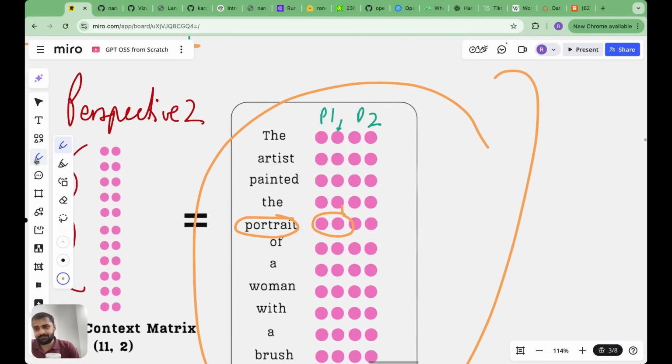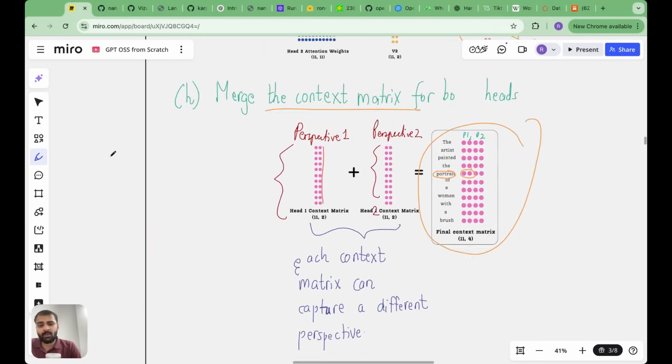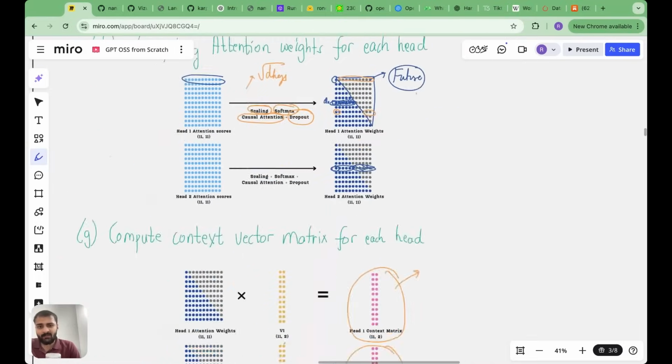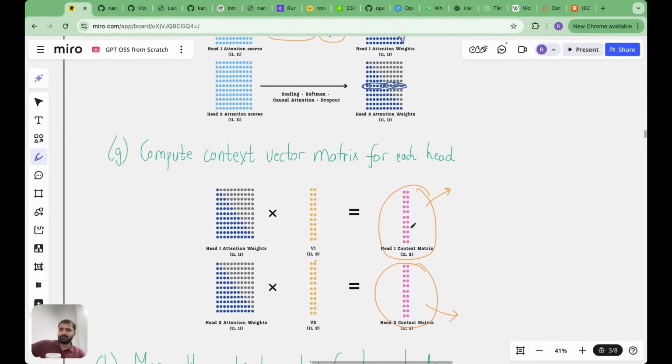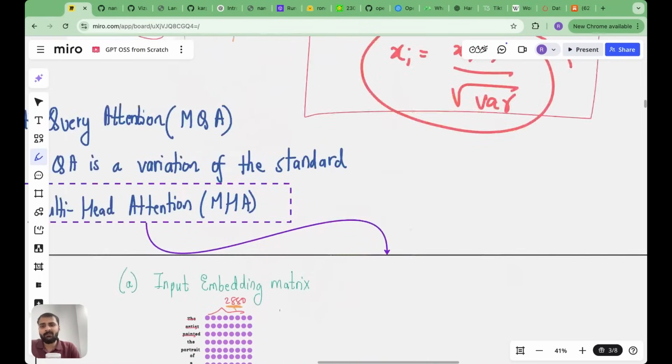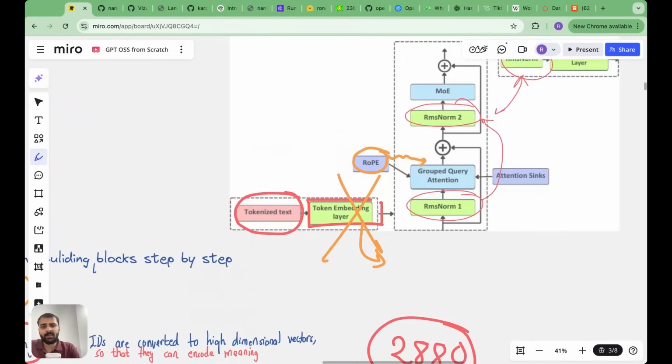So what I just explained to you was multi-head attention. We have different heads, each head captures a different perspective, and we have input vectors which are converted into context vectors when they come out of the attention block. I hope all of you have followed this so far.